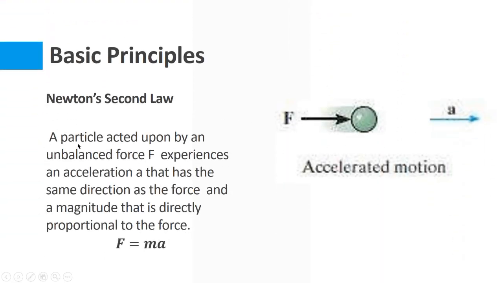Newton's second law of motion states that a particle acted upon by an unbalanced force F experiences an acceleration a that has the same direction as the force and a magnitude that is directly proportional to the force. So, let's say there is a body, and if we apply a force along the x-axis, then the acceleration produced in the body will also be along the x-axis, and the relation between the acceleration and the force is given by this equation, which is F equals ma.